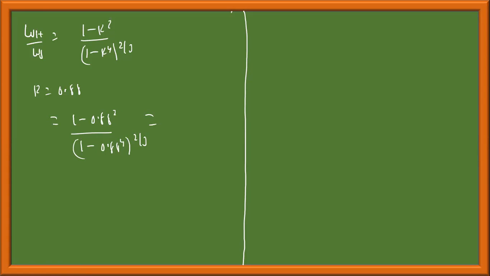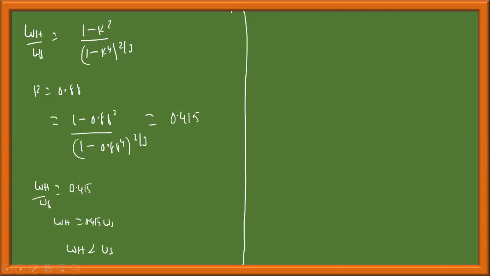Is it 0.415? Yes, sir. 0.415. Therefore, weight of hollow shaft by weight of solid shaft is equal to 0.415. Therefore, weight of hollow shaft is 0.415 times weight of solid shaft. Therefore, I can say that weight of hollow shaft by weight of solid shaft is less than 1, or I can write weight of hollow shaft is less than weight of solid shaft.